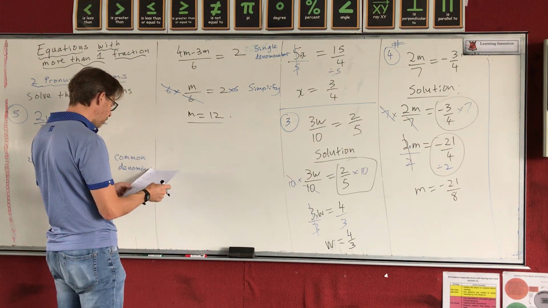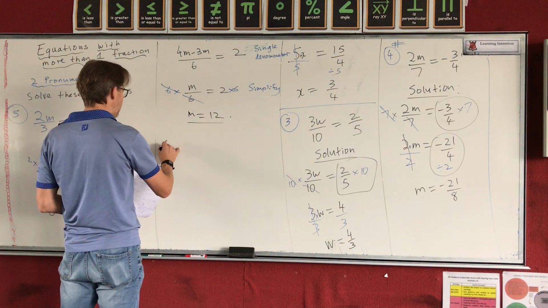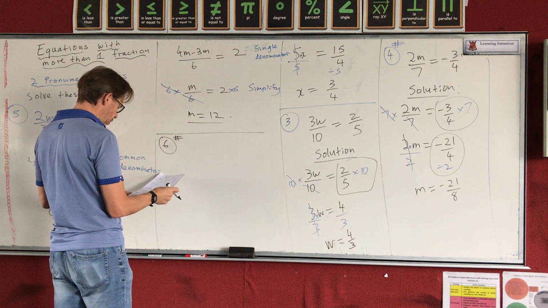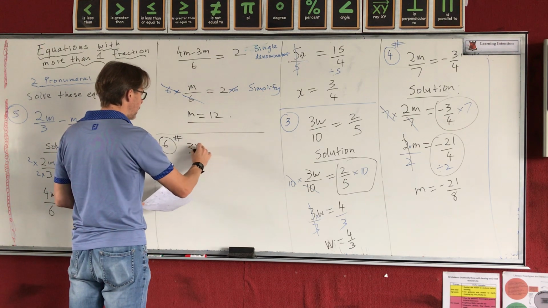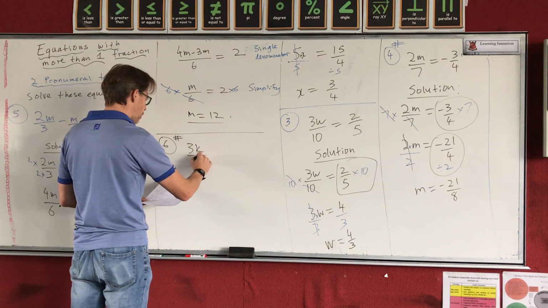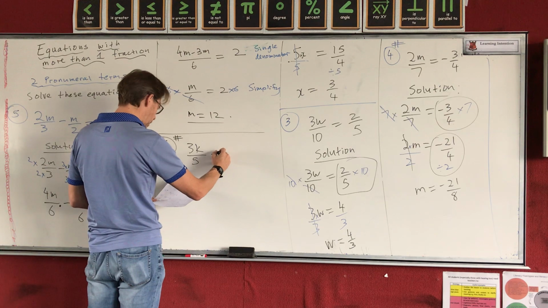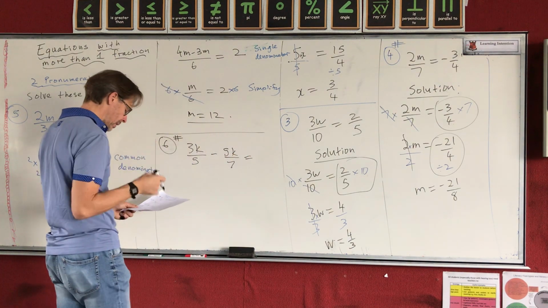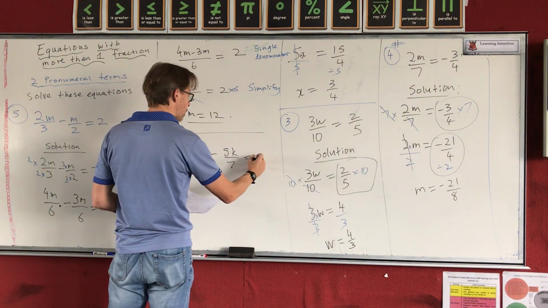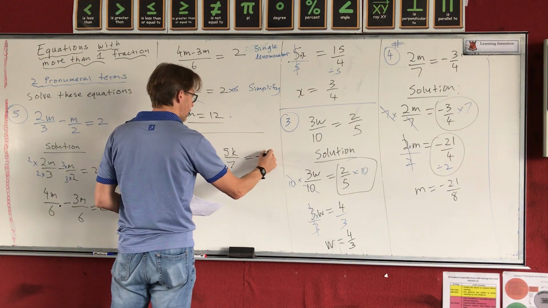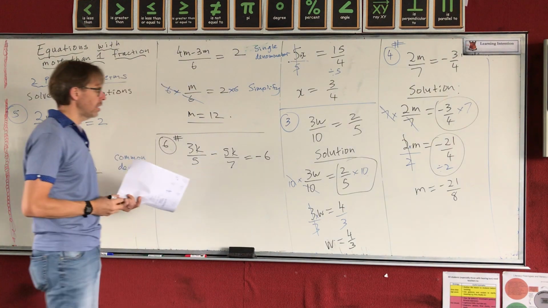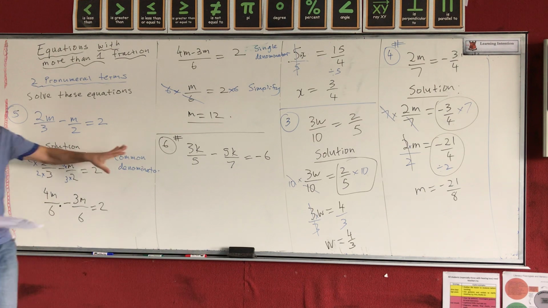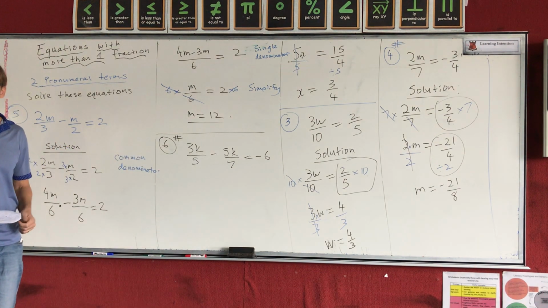which is this one, number 6. This will be the hashtag question you do on your own. So it's 3k over 5 minus 5k over 7 equals, and we'll do negative 6. Alright, try that one there. Negative 6. So pause the video, have a go, see how you go with that one.